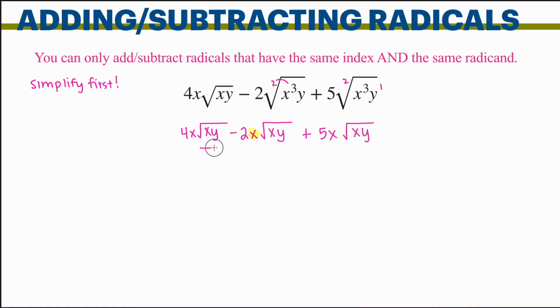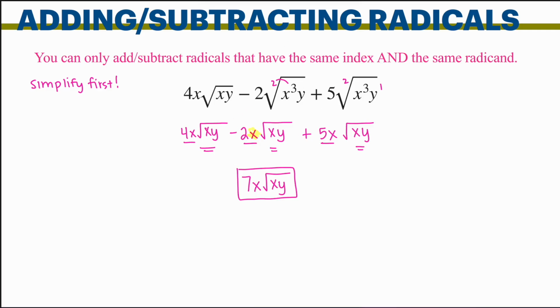Now if you notice, the indexes are all the same, square root, square root, square root, and the radicands are the same. And now you can look and see your coefficients, 4x in the front, 2x in the front, and a 5x in the front. Since they also have the same variables, you can add, subtract. 4 minus 2 is 2, plus 5 is 7 x's times the square root of x, y.